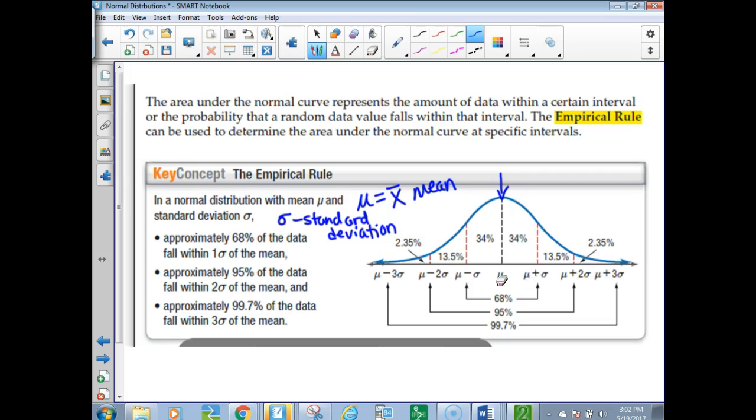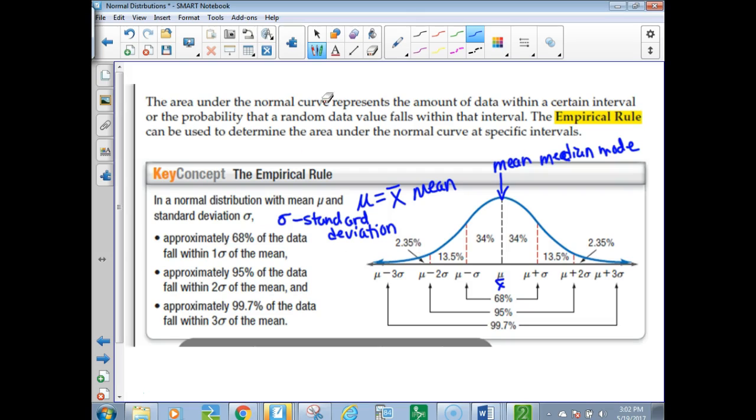So to get what these are, notice down here, the mean is in the middle. One standard deviation above the mean would be the mean plus a standard deviation. That's what that stands for. This would be x bar again, the mean, median, and mode. They are all at the same value.